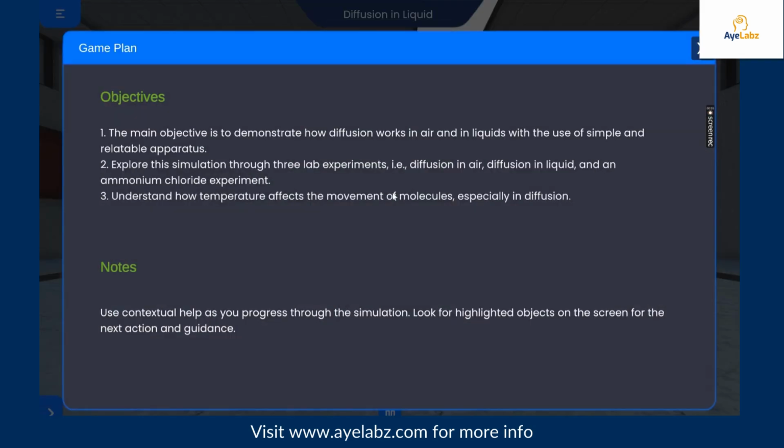Each simulation begins with the game plan. This outlines the overall objective of the simulation. If you are a new user, kindly go through this section thoroughly to maximize your experience.